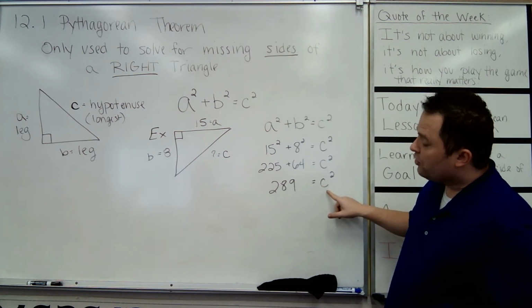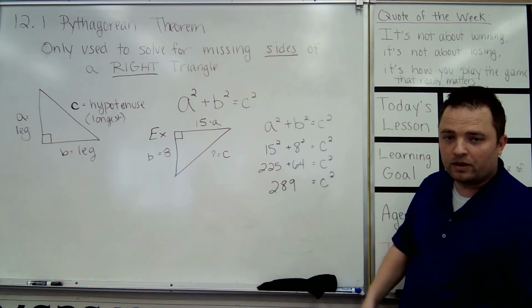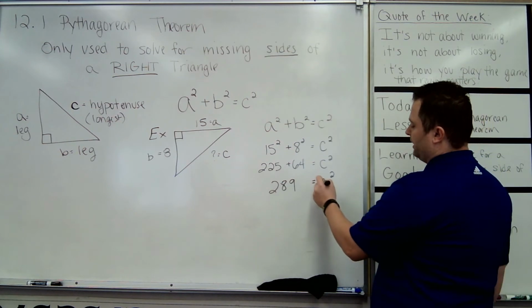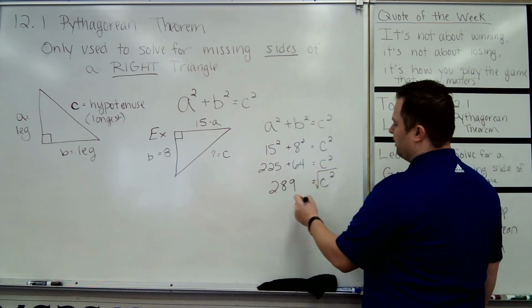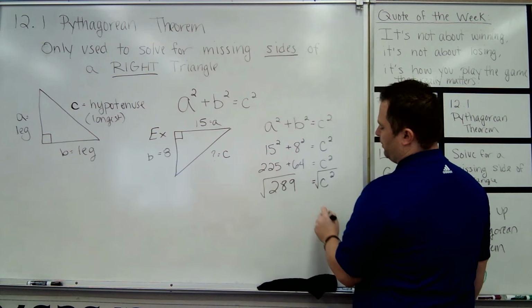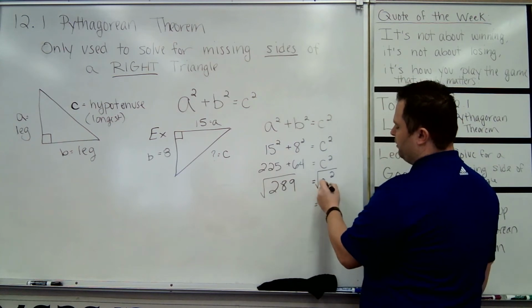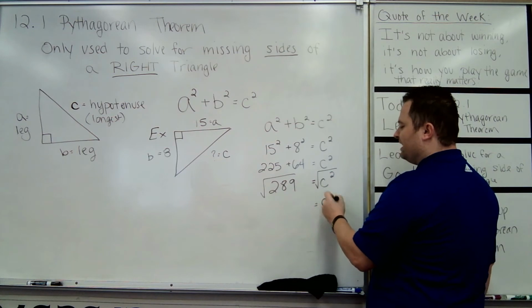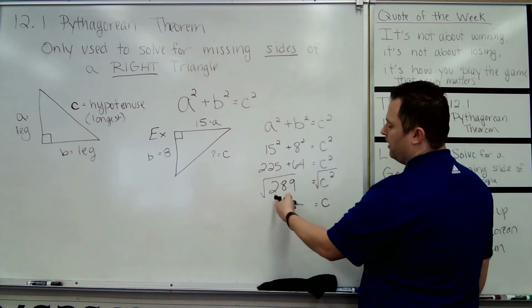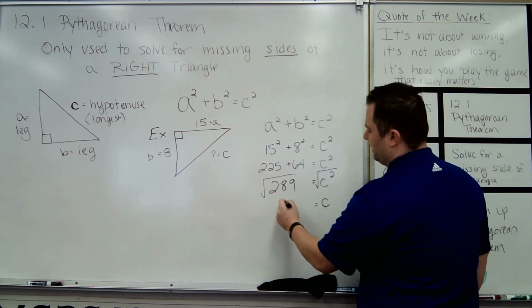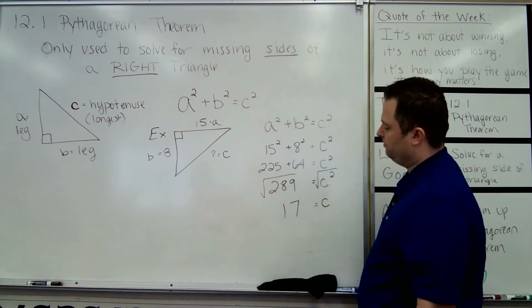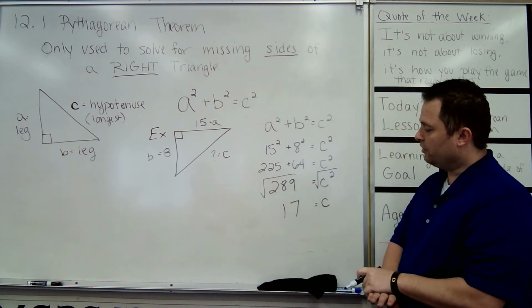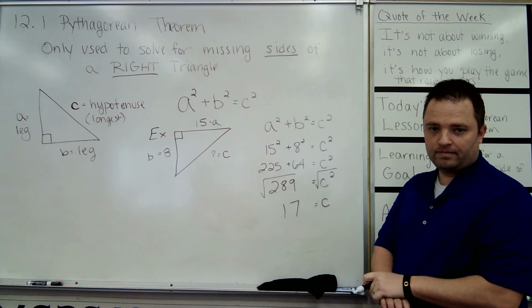I want to undo a square. I want the opposite operation of a square, which is called a square root. So I'm going to take the square root of both sides. If I do, c squared, taking the square root of that, just becomes c. It gets rid of the square. The square root of 289 is 17.